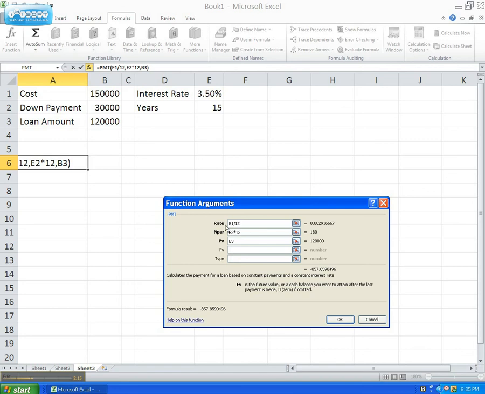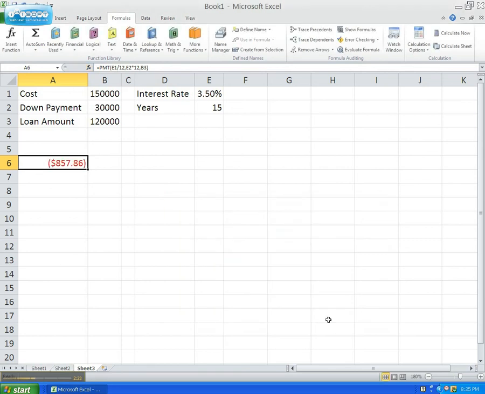Really all you need is rate, number per, and PV. You can see how those are in bold. That means they're required. The other ones are optional. They're not in bold. If I hit OK, the value comes through there. That would be my payment for this loan. A $120,000 loan at 3.5% interest for 15 years would require an $857.86 monthly payment.